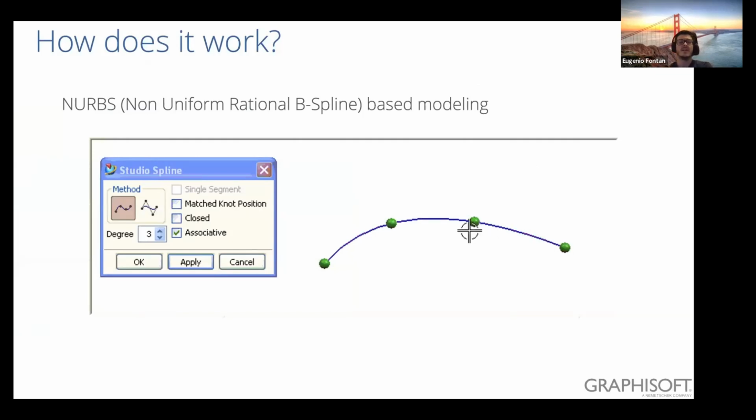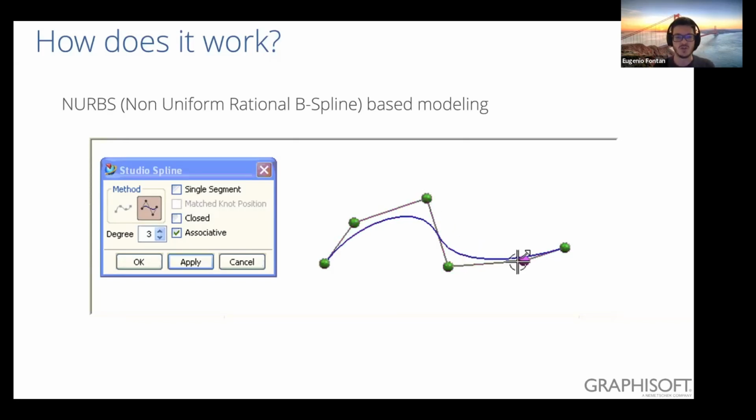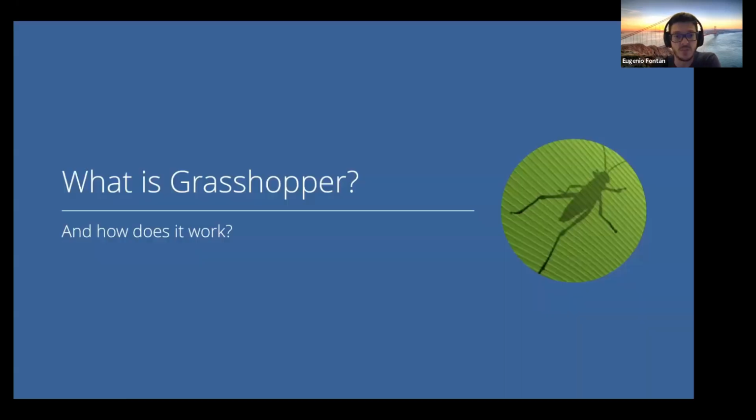So one of the important aspects of Rhinoceros is this way of handling geometry that is called NURBS. It's non-uniform rational B-spline based modeling, which means that we can create geometry using some rules, with control points that give us control and also the complexity of the geometry that we develop.